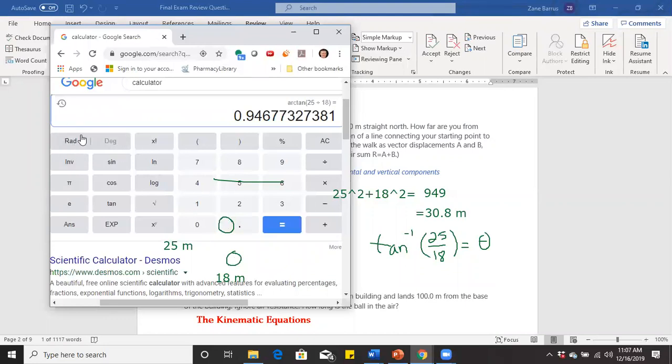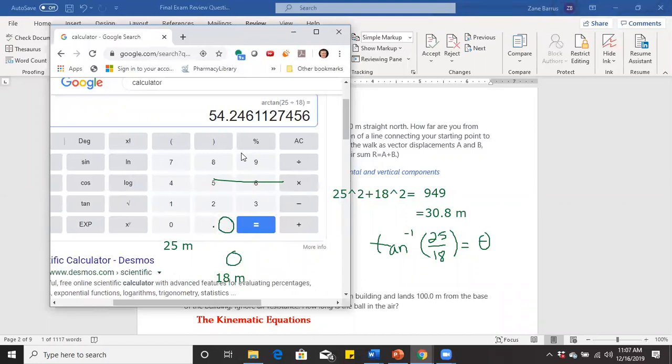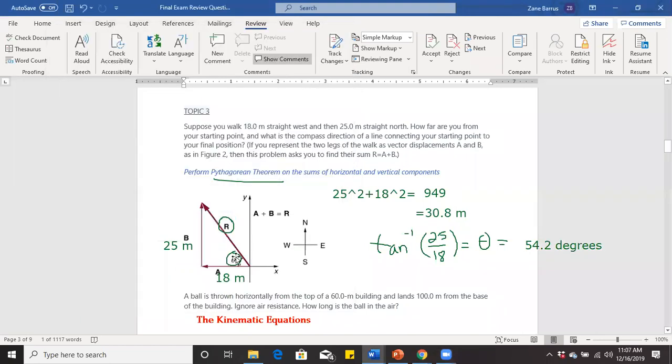Now, you'll notice Google gave me the answer in units of radians, but to make it more realistic, we're going to make this into units of degrees, which Google tells me is about 54 degrees. Okay, so I'm going to put my answer as about 54.2 degrees. Once again, you can ask yourself if that seems reasonable. Could this theta, could this angle right here be about 54.2 degrees? Yes, it totally could. That's totally reasonable. So our answers are 30.8 meters and 54.2 degrees. Let's keep going.